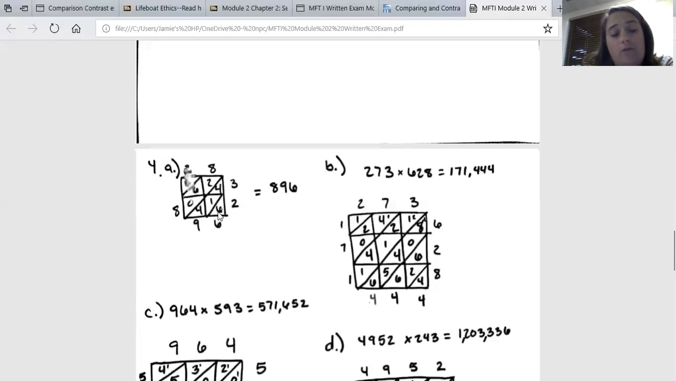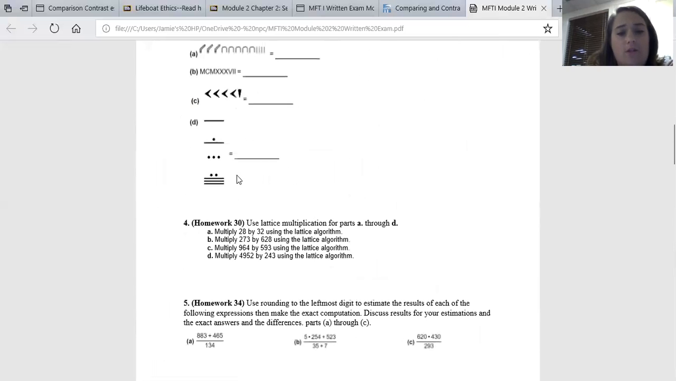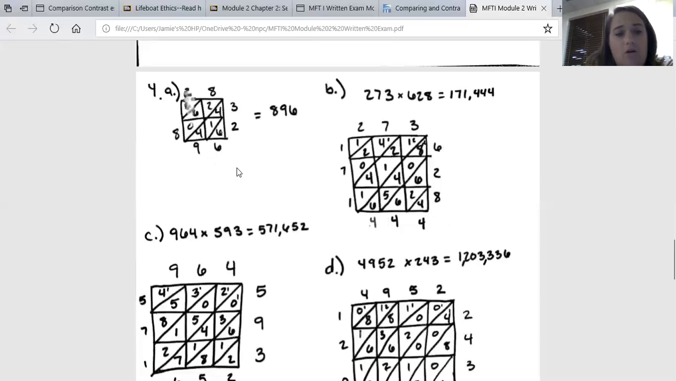So if you go back up, 4 times 3, I want to make sure it's 4 and not 2. Oh, it's 2. Okay, that helps. 2 times 3 is 6. This top number is a 0.